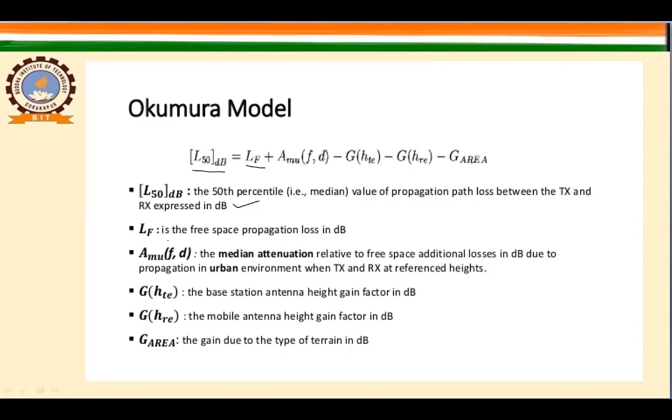LF is the free space propagation loss in dB. AMU of F and D is the median attenuation relative to free space, the additional losses in dB due to propagation in an urban environment when the transmitter or receiver is at reference heights. G of H of TE is the base station antenna height gain factor in dB. G of H of RE is the mobile antenna height gain factor, also calculated in dB. And G area is the gain due to type of terrain in dB.